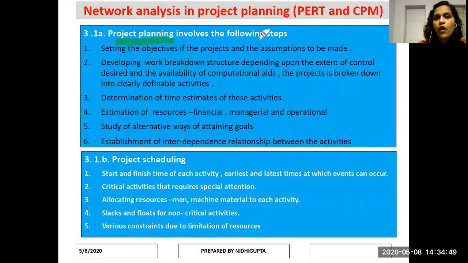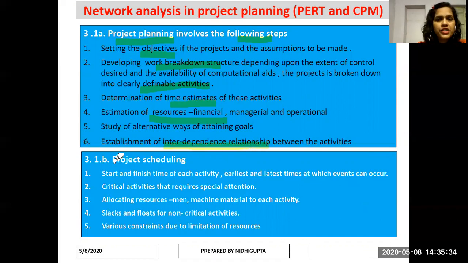Project planning involves the following steps: setting the objective of the project and the assumptions to be made. Developing the work breakdown structure. Depending upon the extent of control desired and the availability of computational aids, the project is broken down into clearly defined activities. Determination of time estimates of these activities, and estimation of resources required, financial, managerial, and operational. Study of alternative ways of attaining goals. Establishment of interdependent relationships between the activities.